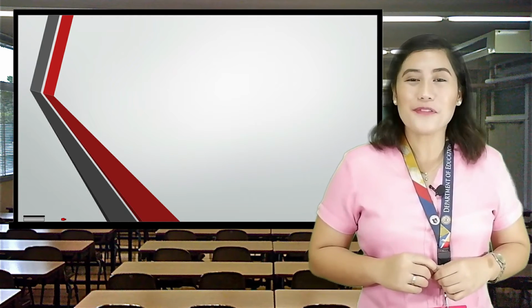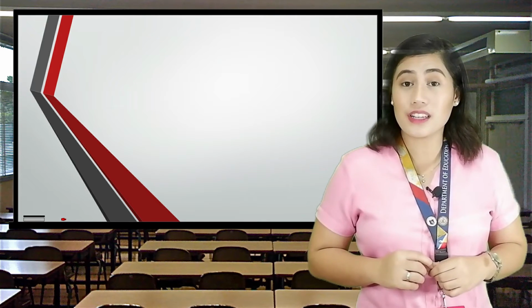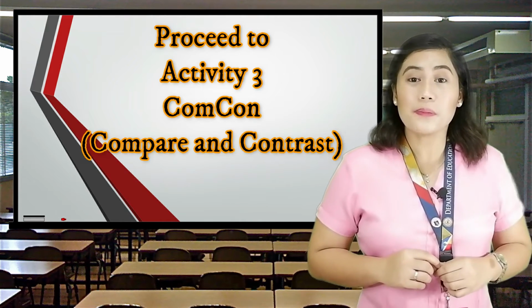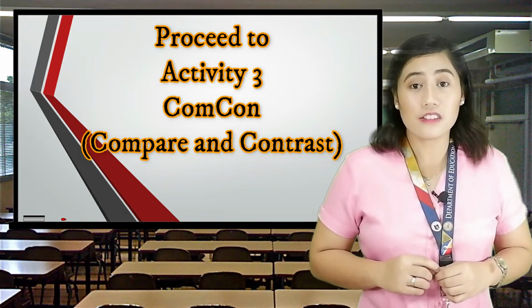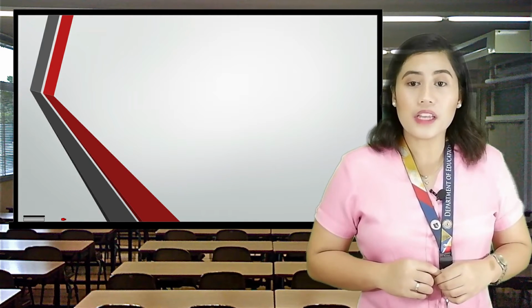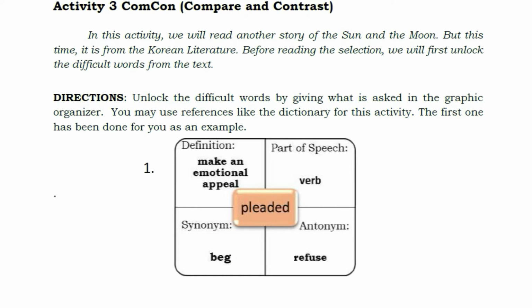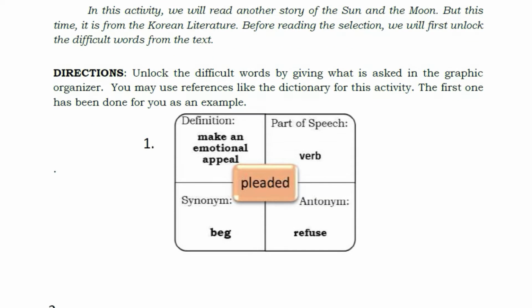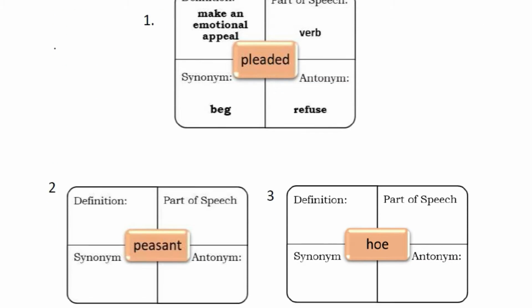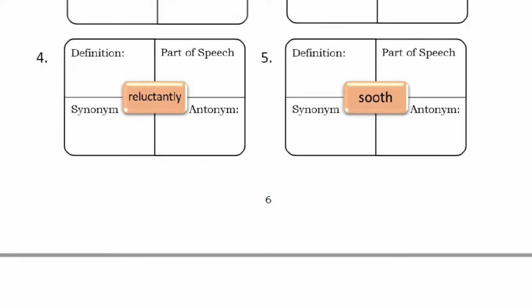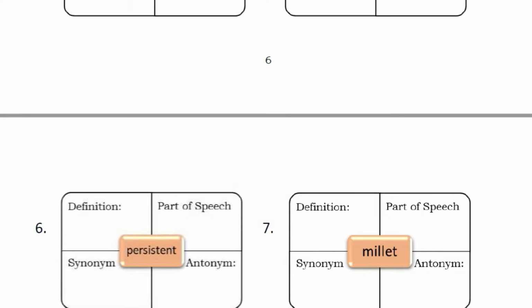Excellent! Now, you will find out whether your expectations about the two selected Asian countries are correct by doing the next set of activities. This time, we will proceed to Activity 3 ComCon, Compare and contrast. In this activity, we will read another story of the sun and the moon. But this time, it is from the Korean literature. Before reading the selection, we will first unlock the difficult words from the text. Unlock the difficult words by giving what is asked in the graphic organizer. You may use references like the dictionary for this activity. There are 7 words in this activity. The first one has been done for you as an example.